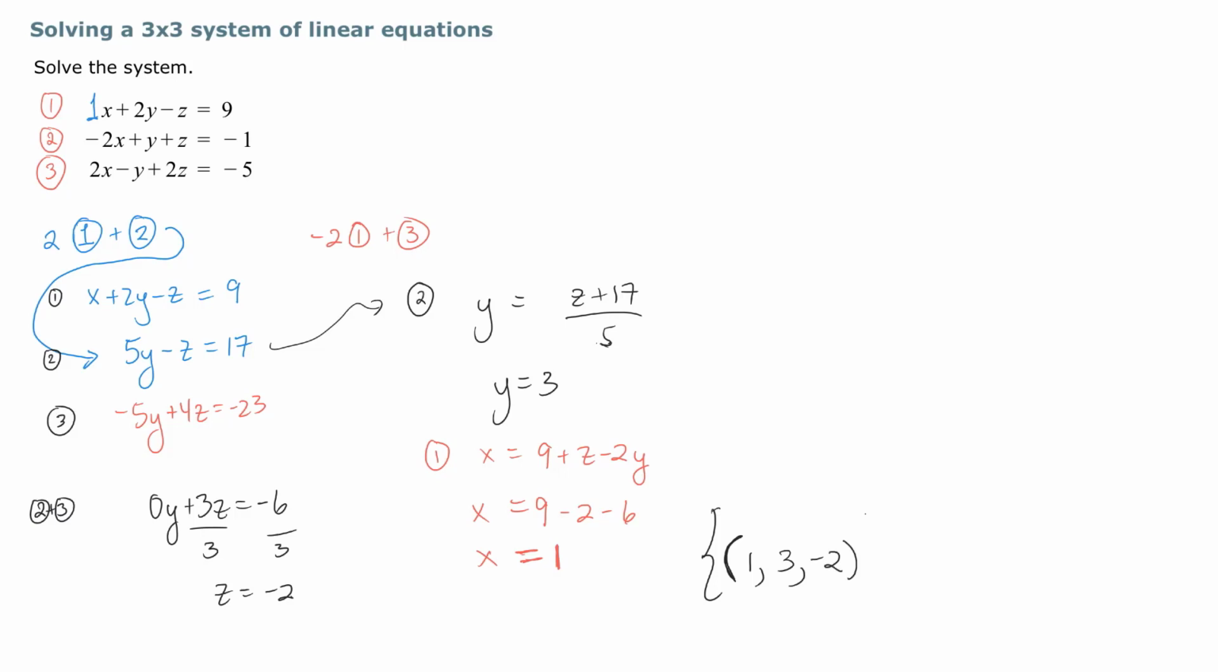And so the order matters. Make sure you have the set brace and make sure you have the parentheses to indicate an ordered triple. Remember, this is an ordered pair, and now you have an ordered triple, which means you are in 3 dimensions. Let's circle our final answer.